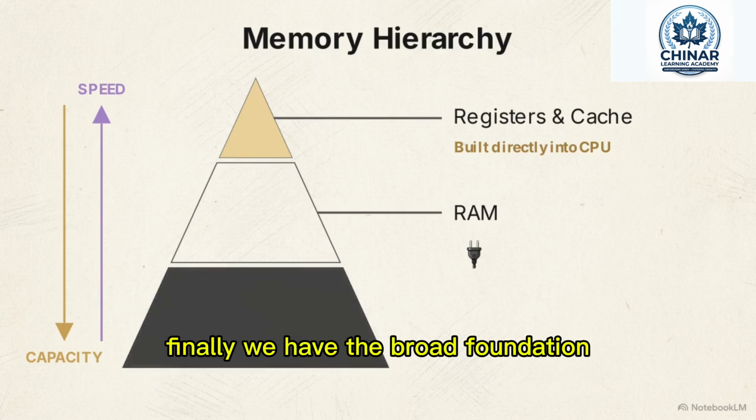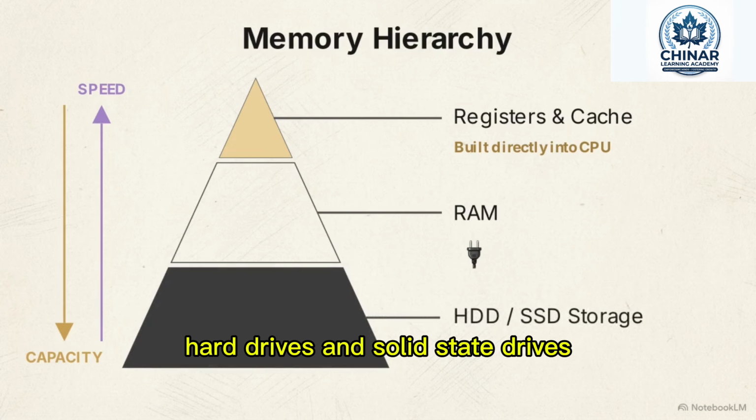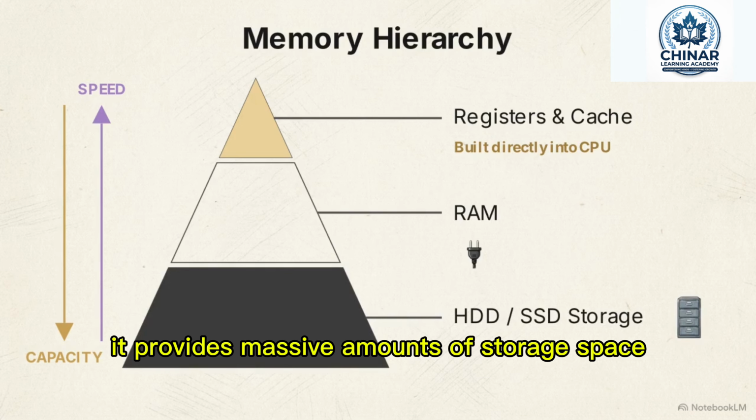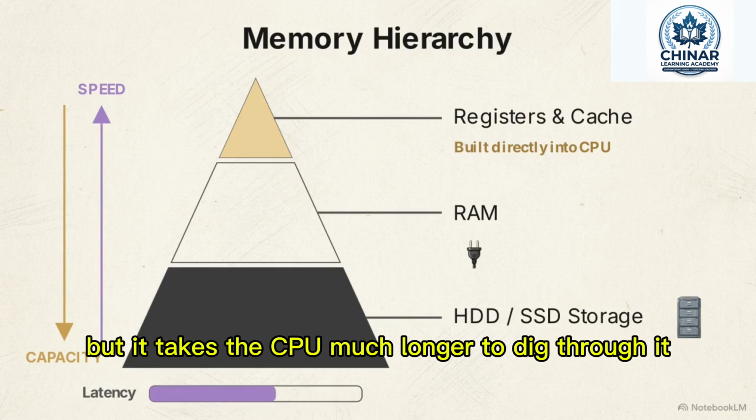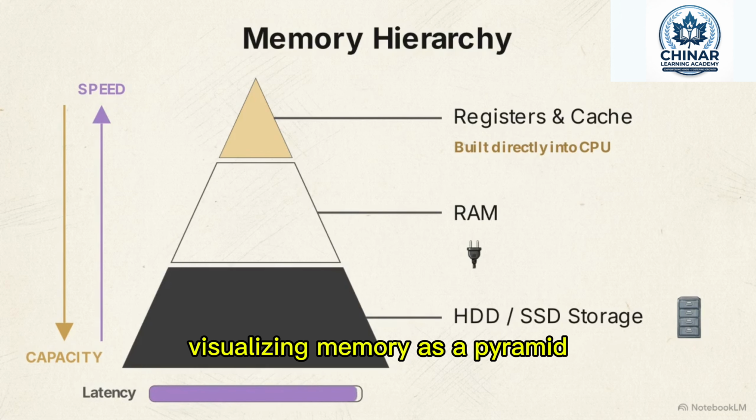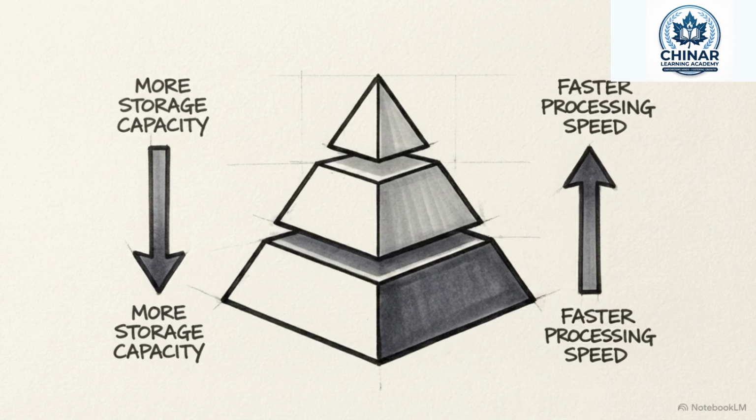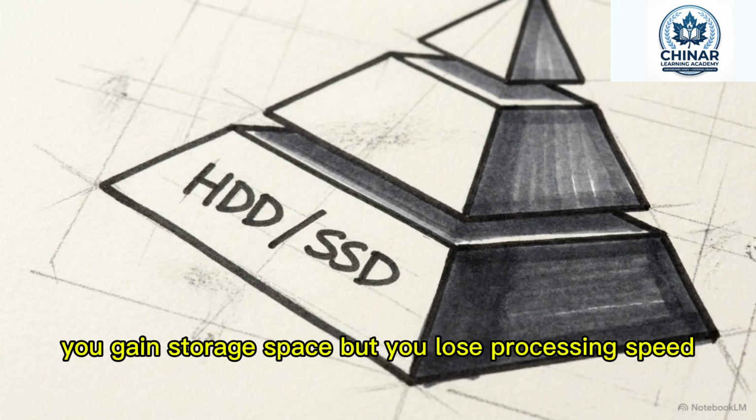Finally, we have the broad foundation, hard drives and solid-state drives. This is your permanent filing cabinet. It provides massive amounts of storage space, but it takes the CPU much longer to dig through it. Visualizing memory as a pyramid illustrates the main compromise in computing. As you move down the pyramid, you gain storage space, but you lose processing speed.